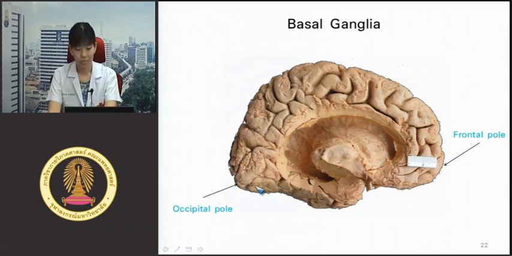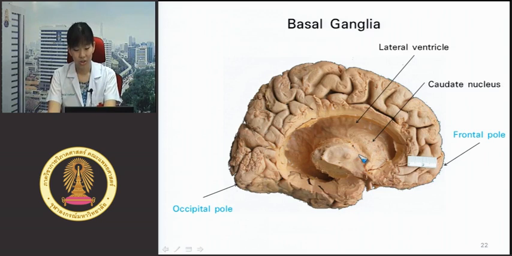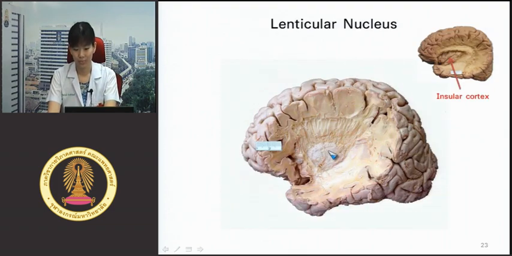The left cerebral hemisphere dissected from the medial side shows the caudate nucleus in the lateral ventricle. The caudate nucleus is a C-shaped structure coursing rostrally and superiorly to the diencephalon in the lateral ventricle.